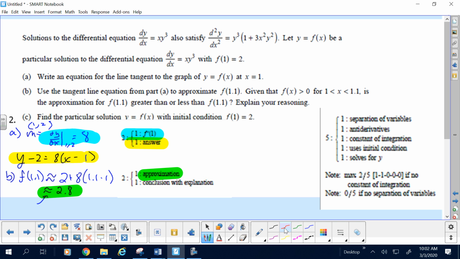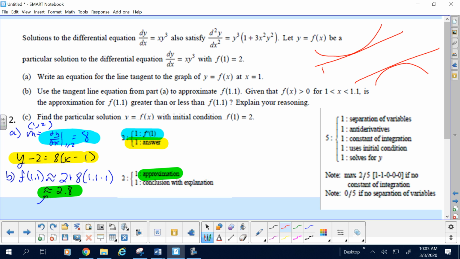Given that f is greater than 0, okay, whatever, for x in 1 to something, I had no idea what that meant or why it was there. The approximation for f of 1.1, is it greater or less than f at 1.1? Explain your reasoning. What do I have to investigate? The second derivative. Now, if you would, on your homework, draw a tangent line on a concave up curve and a tangent line on a concave down curve.